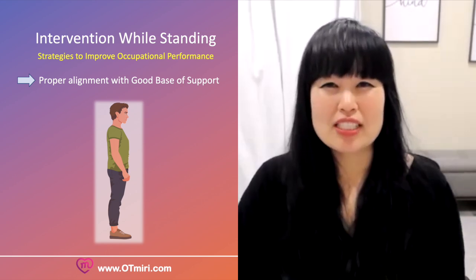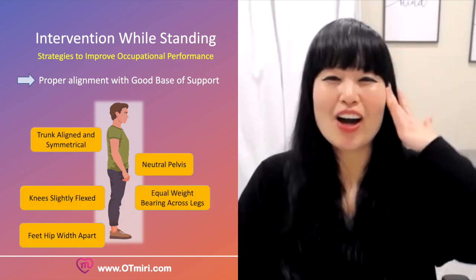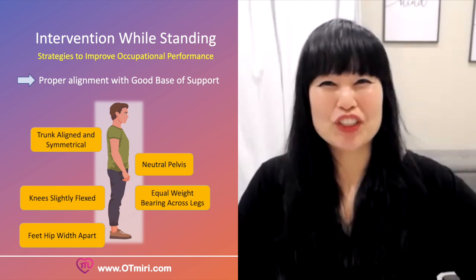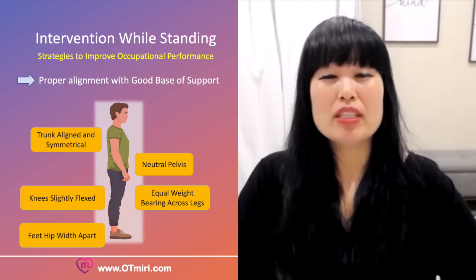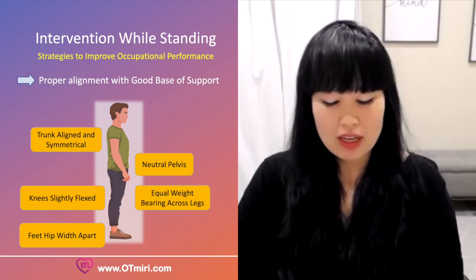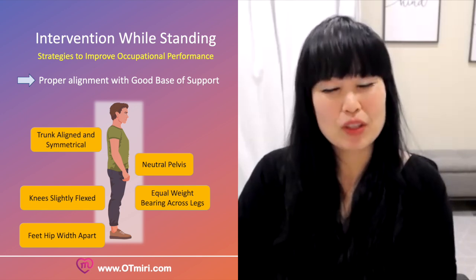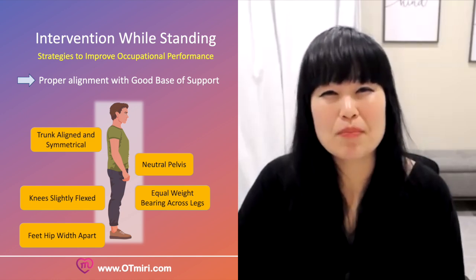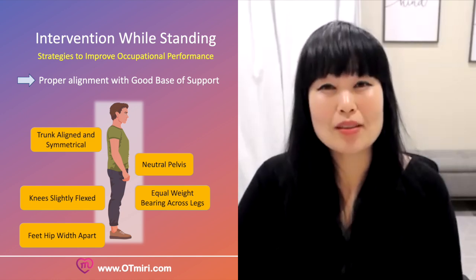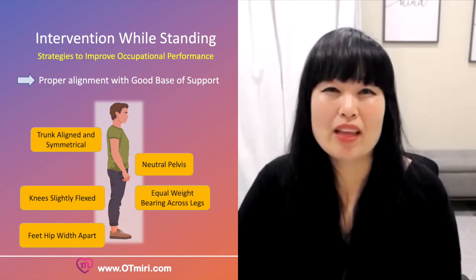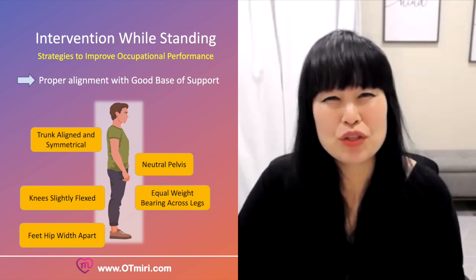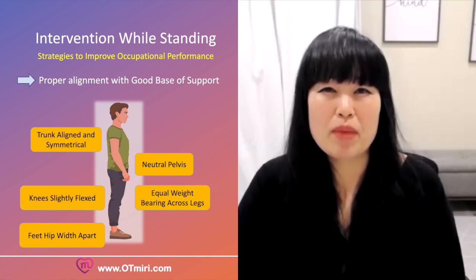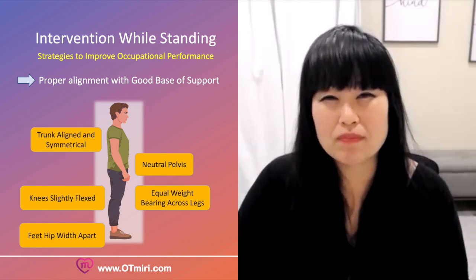So first, let's get our head in midline. Our shoulders should be centered and aligned over our pelvis with the trunk aligned and symmetrical. Moving down lower into our body, check your knees and keep them comfortable and slightly flexed. And your feet about a hip distance apart with equal weight bearing across both legs through your feet. And you should feel your pelvis neutral and centered over the base of support that's created by your feet.